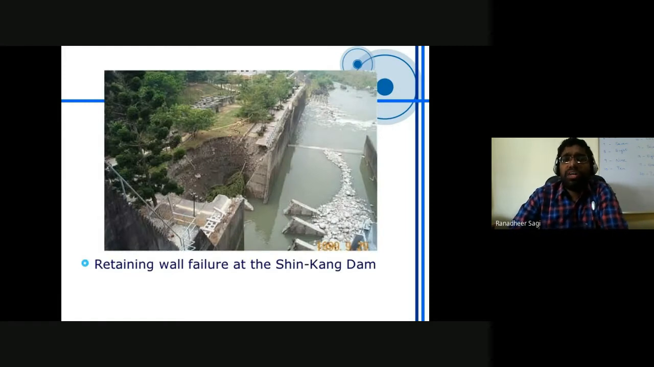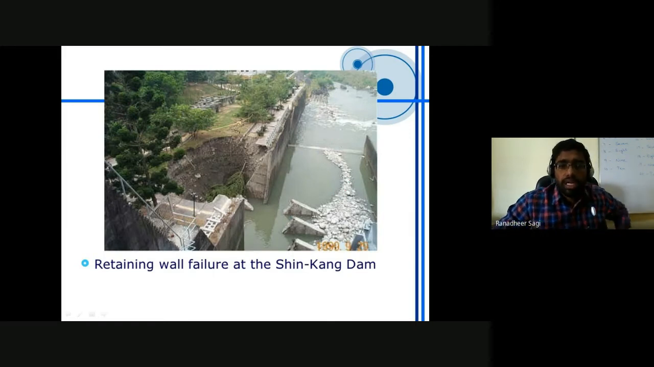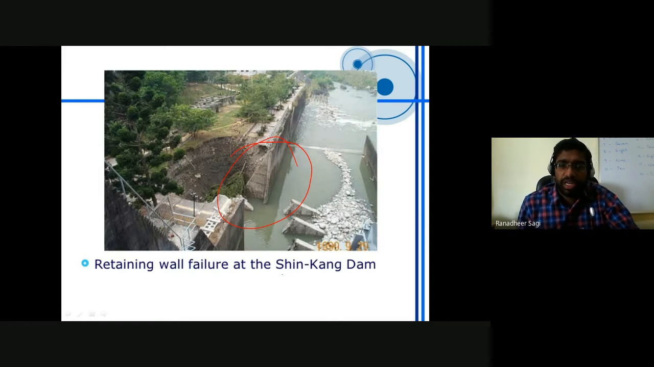In case the retaining wall is not properly designed, you would come across situations where you can see this failure that we have indicated here. So this is a failure of a retaining structure. Why did that failure happen? Basically, this retaining structure was designed for the construction of a dam, and the purpose of this retaining structure was to retain the water on the water storage side.